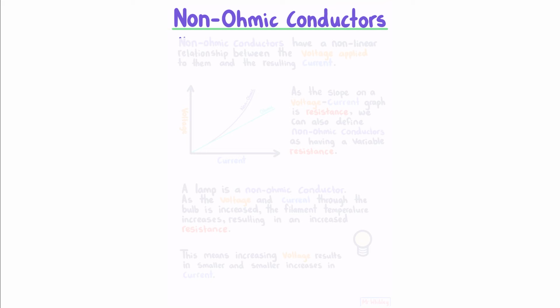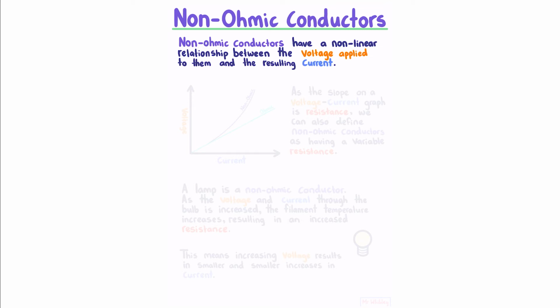Non-ohmic conductors. Non-ohmic conductors have a non-linear relationship between the voltage applied to them and the resulting current. And so if we imagine a graph of voltage against current, an ohmic conductor is going to have a linear relationship, whereas a non-ohmic conductor is going to have a non-linear relationship.